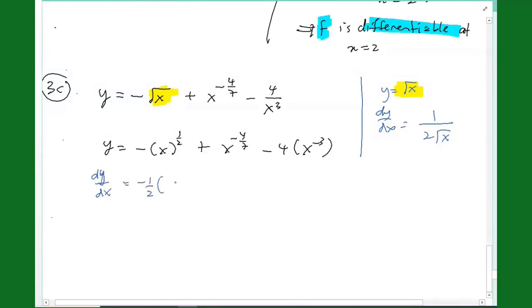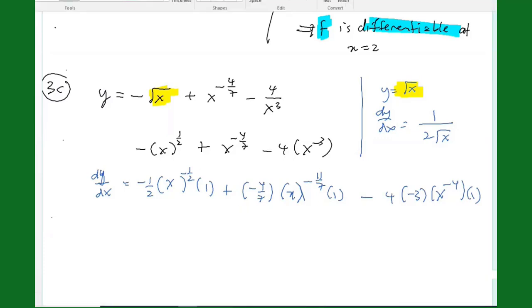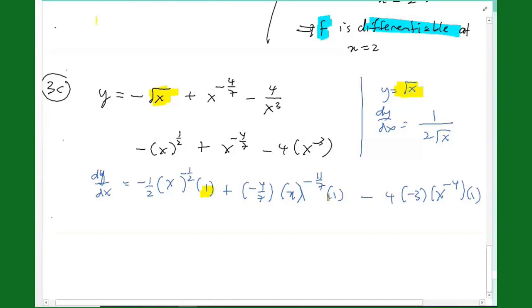Negative half, x minus 1. Half minus 1 is negative half, and differentiate whatever is inside the bracket: 1 plus x to the power of negative 4 over 7 minus 1, so negative 11 over 7, and differentiate whatever is inside the bracket, negative 3, x to the power of minus 4, and differentiate 1. Normally we just ignore this one because of the 1. This is the concept. Then simplify.